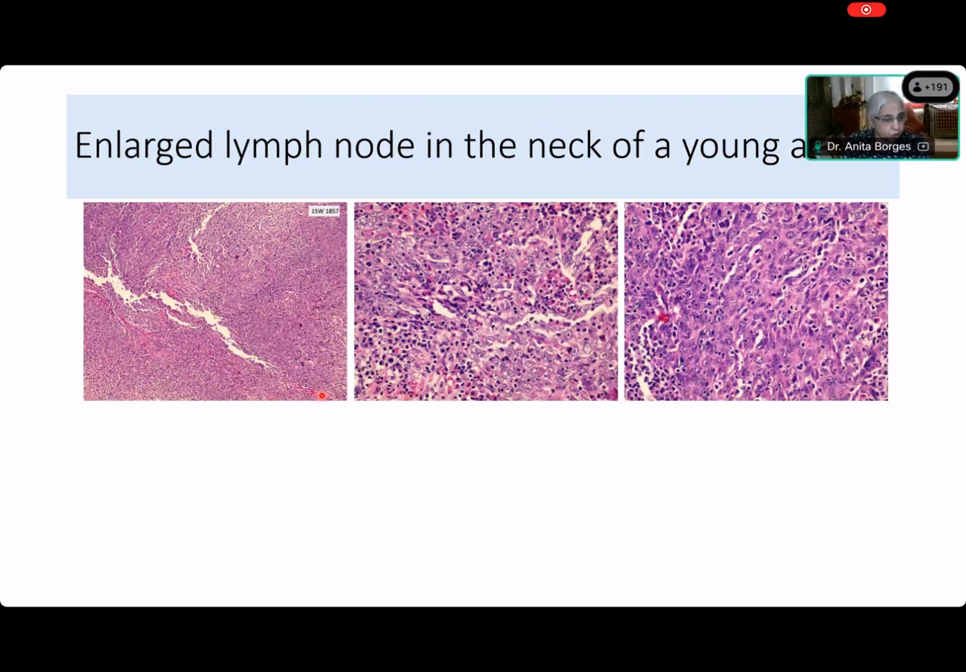Who wants to take this now? Deepak, you want to take this? Come on. This is an enlarged lymph node in the neck of a young adult. Please look at this, and you know that it's a lecture on poorly differentiated tumors. Do you think that this is poorly differentiated? Deepak, have you gone to sleep? Come on, answer quickly. Do you think that this is poorly differentiated? No, it's not poorly differentiated. That's right.